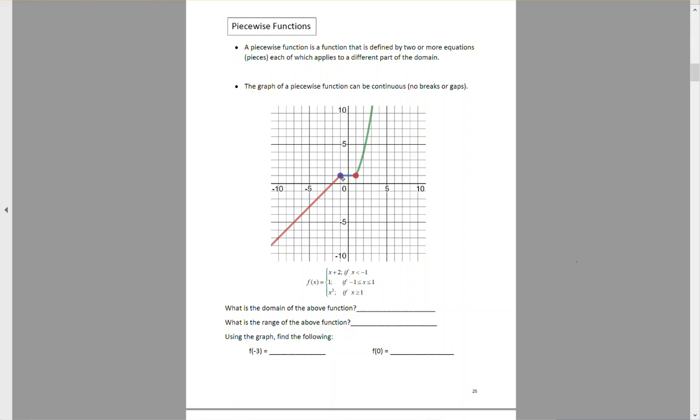And because it doesn't, and I can draw it with one single pen stroke and never pick up my pencil, it's continuous. This question is, what is the domain of the above function? We've talked about domain before. Domain is going from the very far left to the very far right. Where does it start and where does it stop?